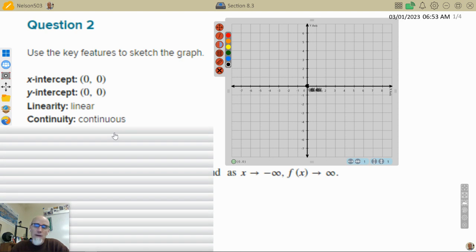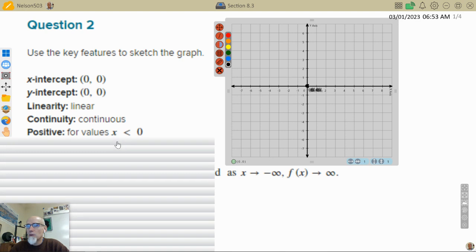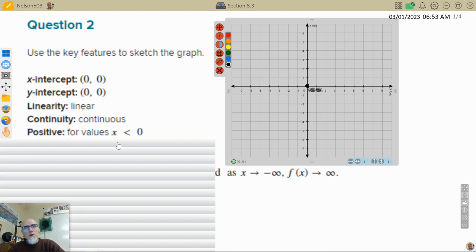Is it continuous? Yeah, I mean, that doesn't help us out a whole lot. That just means that we're not going to ever pick our pencil up when we're graphing. We're just going to leave it on the paper and make a continuous mark on our paper. Okay, this part might be a little confusing.